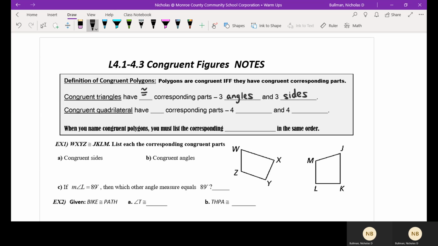All right, the same thing goes with congruent quadrilaterals. They should have congruent corresponding parts. And then since it's a quadrilateral, that means there should be 4 angles congruent and 4 sides congruent.